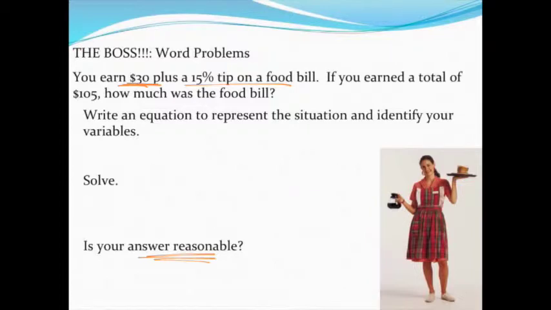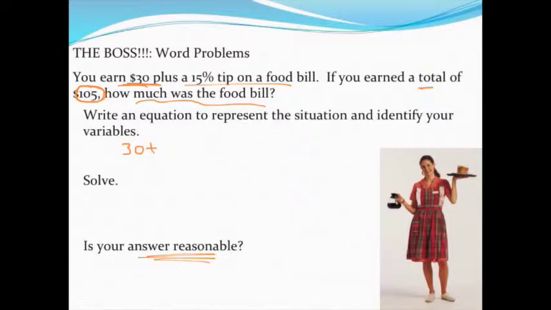buying. In total for the day, we're making $105, and their question is, how much was the food bill for the day? So let's try to piece this together and see what's going on. For starters, I know that I'm making $30 no matter what. And then in addition to that, so plus, I'm also getting 15% of something.